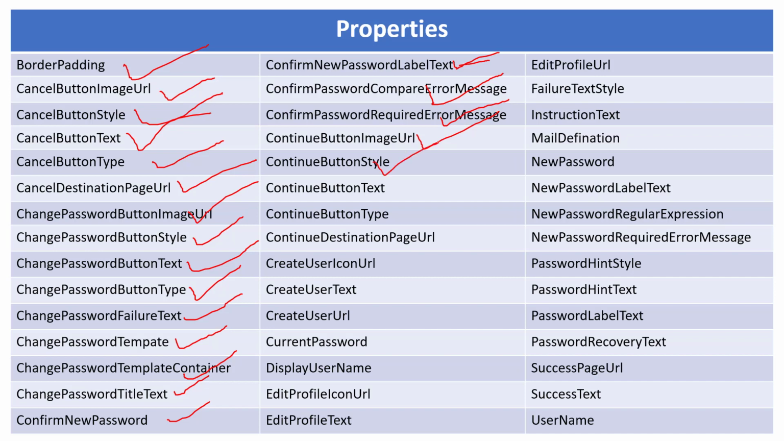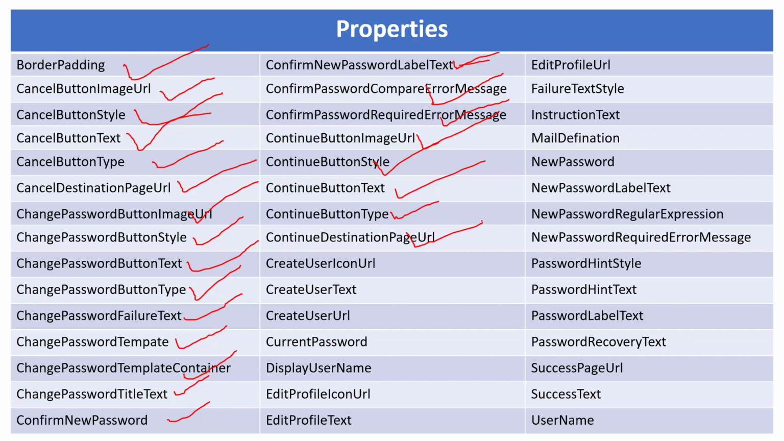Next is continue button style. It is used to retrieve reference of style property to define the look of the continue button. Next is continue button text. It is used to set or get the text of continue button in the success view of the change password control. Next is continue button type. It is used to set or retrieve the type of the button to use when rendering the continue button for the change password control. Next is continue destination page URL.